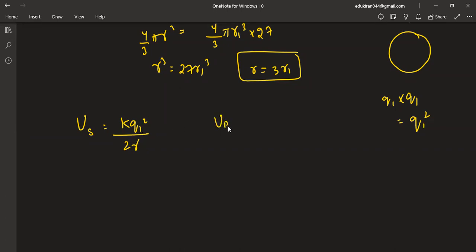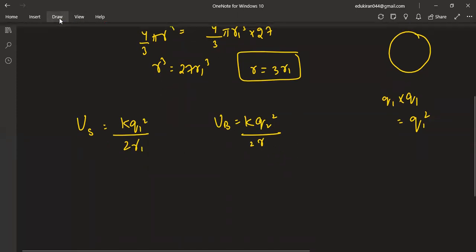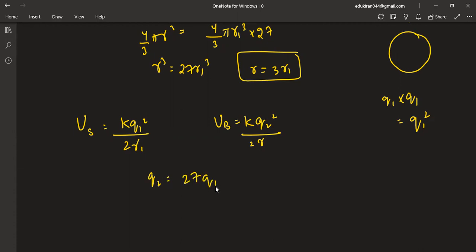And in the same way, for the bigger drop, that will be K Q2 square divided by 2 R1, right? No, R1 is for the smaller one and this is R. Now see, if you put in the values, Q2 is actually 27 times Q1. The final bigger drop is 27 times the smaller one. And for the radii relation, R is also three times R1.